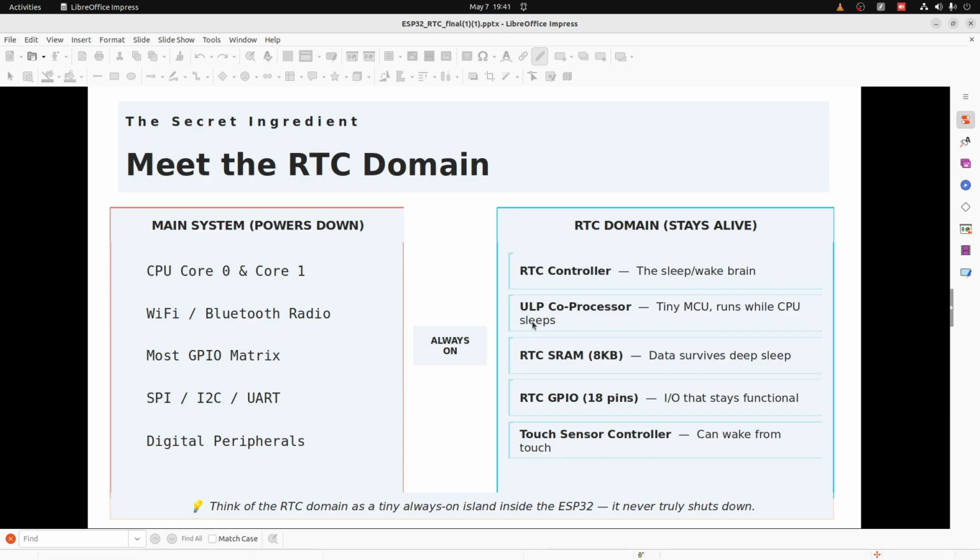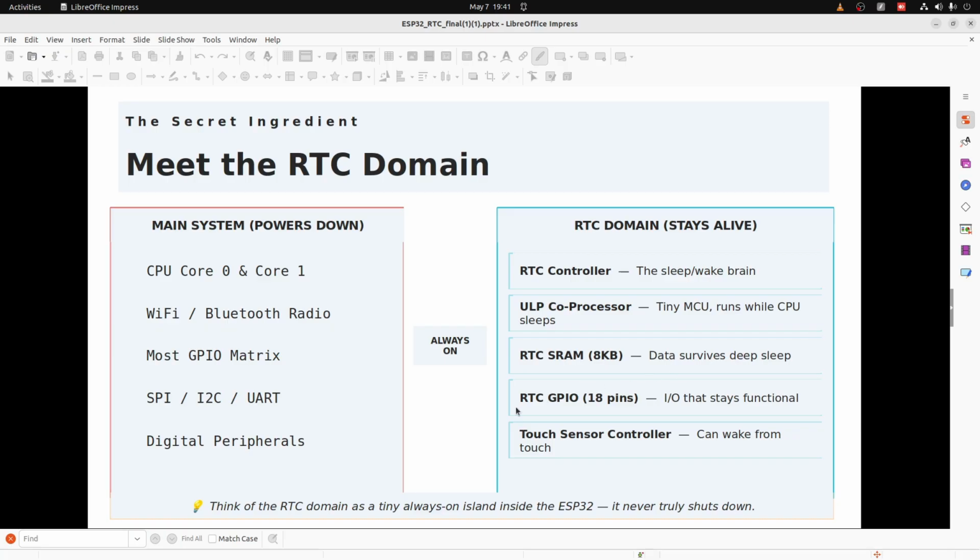Second, the ULP coprocessor. This is a tiny ultra-low power microcontroller that can run its own tiny program while the main CPU sleeps. We will do dedicated videos on the ULP later in this course. It is incredibly powerful. Third, RTC SRAM. 8 kilobytes of memory that survives deep sleep. Anything you store here will still be there when the chip wakes up. Very small but important as it survives the deep sleep.